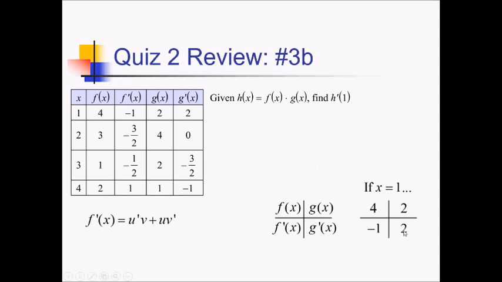Using the ribbon now to organize things to get us plugged in here, we've got negative 1 times 2 plus 4 times 2. And if you needed to simplify it, this comes out to 6.